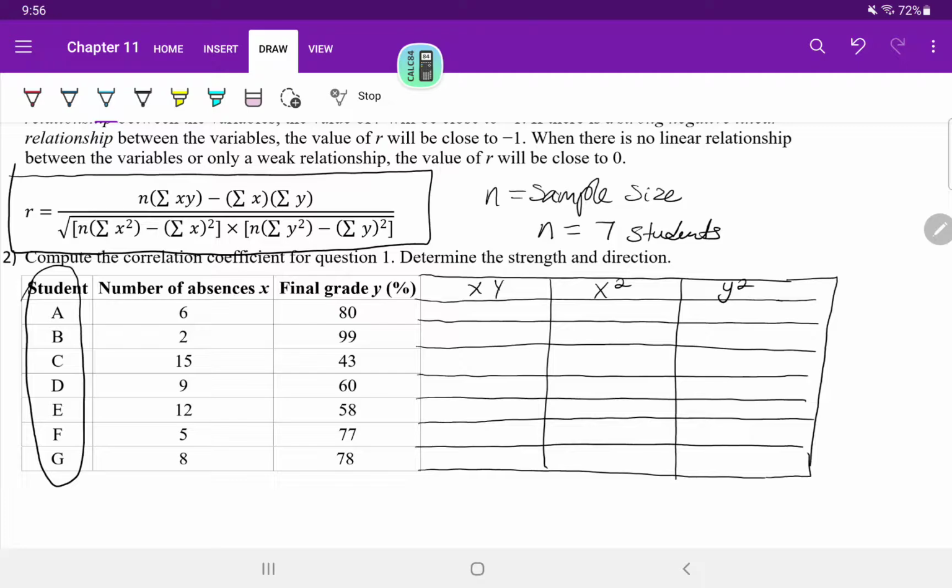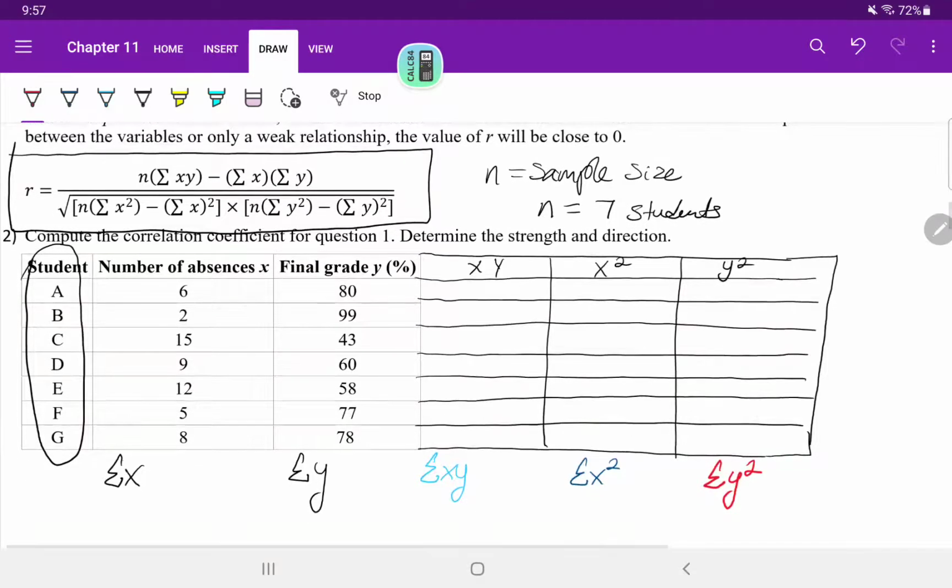The reason why we need these other columns is because if you look in our correlation coefficient formula, we need to find the sum of x, the sum of y. We need to find the sum of x times y. We need to find the sum of the squares of x. And we need to find the sum of the squares for y. Excuse my sigmas. I can't draw them too good. That is why we need these columns.